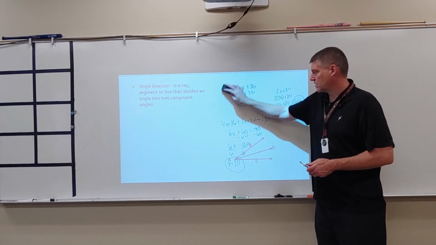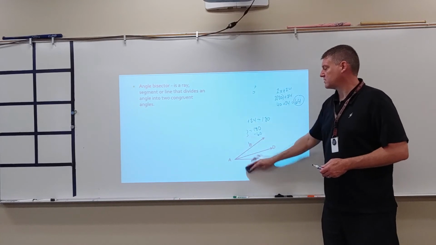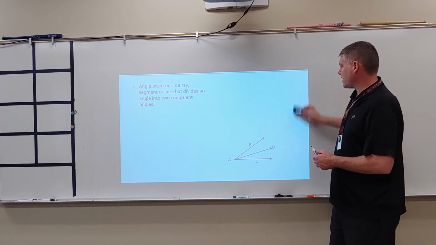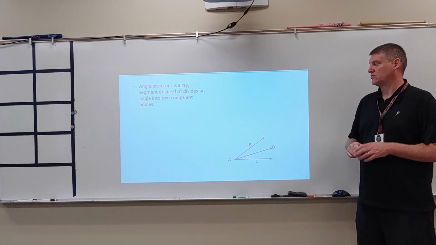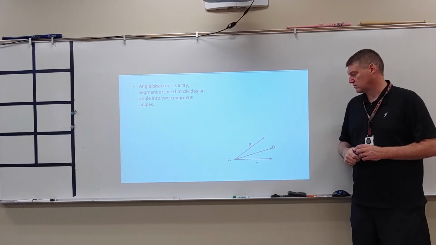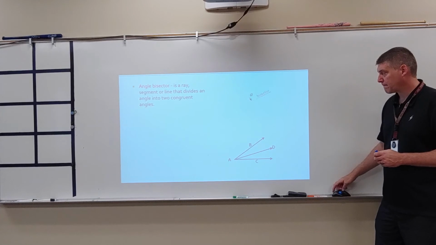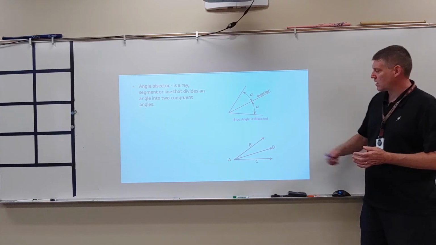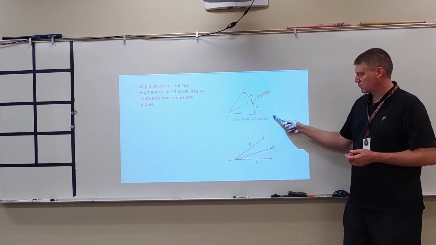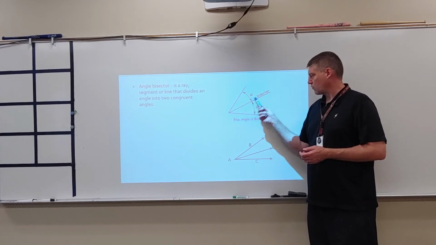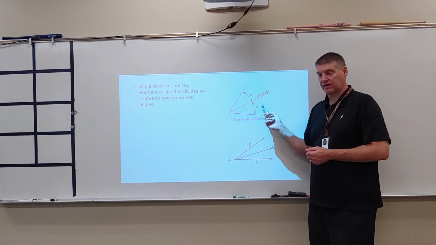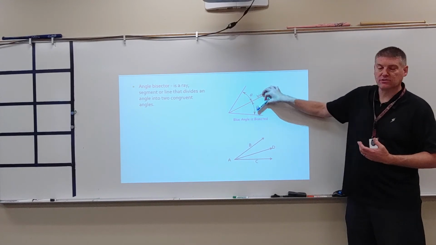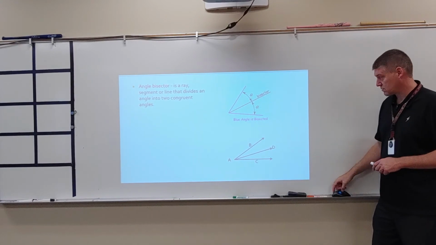Angle bisector. So an angle bisector is a ray, a segment, or line that divides the angle into two congruent angles. All right? So here's our diagram here. Here we have our blue angle. We have our red bisector. And what that's going to do is split this up into angle A and angle A. So these two angles are congruent.